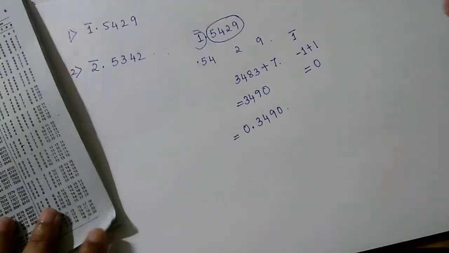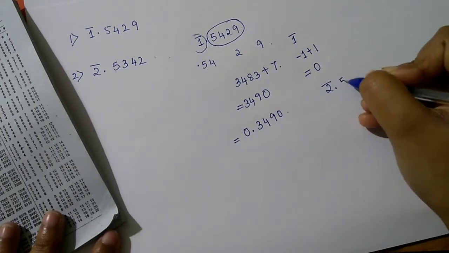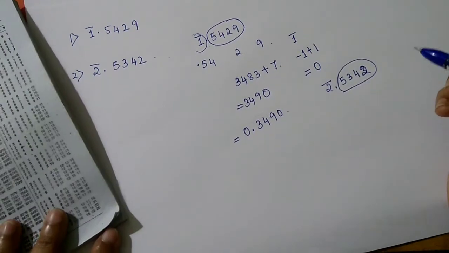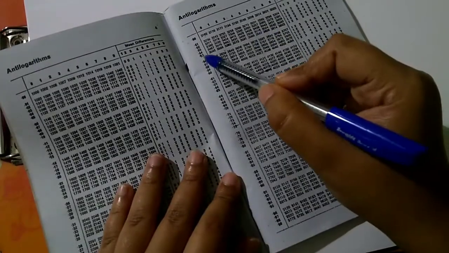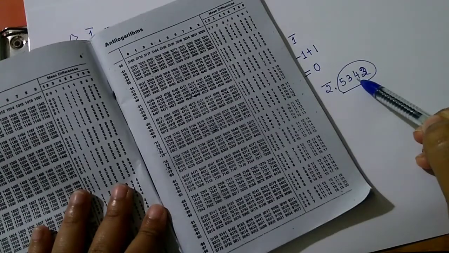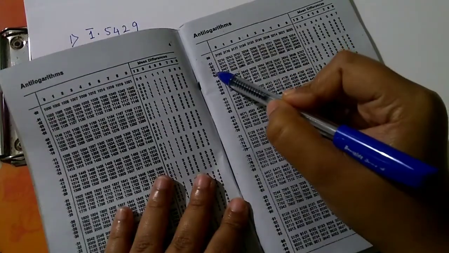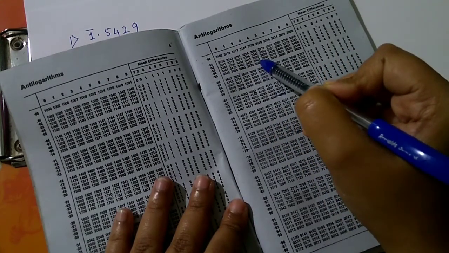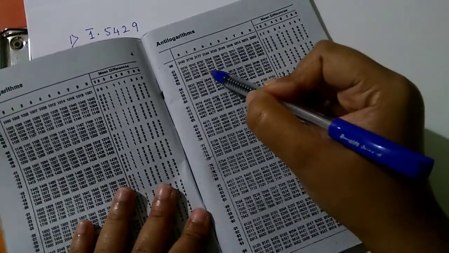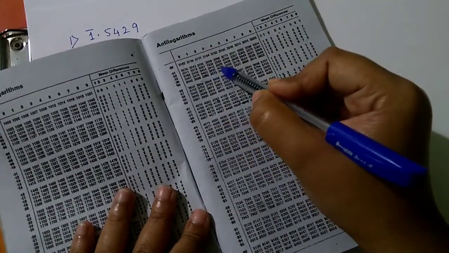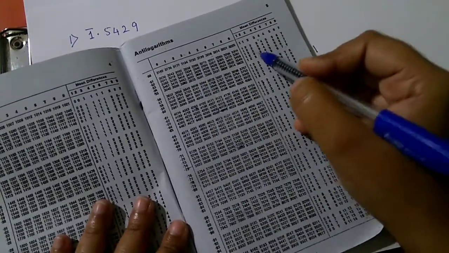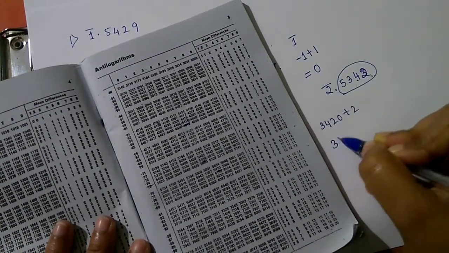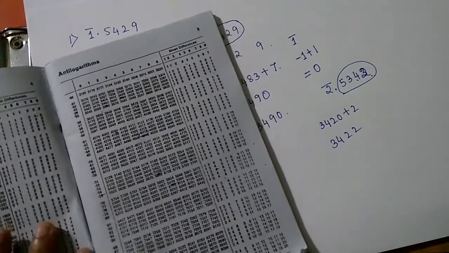Now the second one, what is it? 2 bar 0.5342. Now let me check. First the mantissa part. 0.53 is here, 0.53 under 4 plus 2 mean difference. 0.53 under 4 comes out to be 3420 plus how much mean difference? 2 mean difference. So 3420 plus 2, which is 3422. This is your value first.